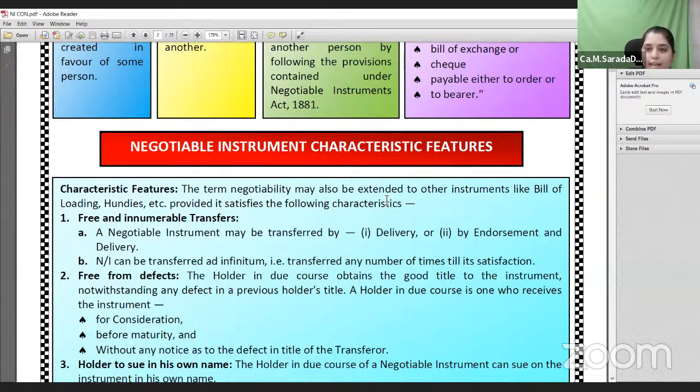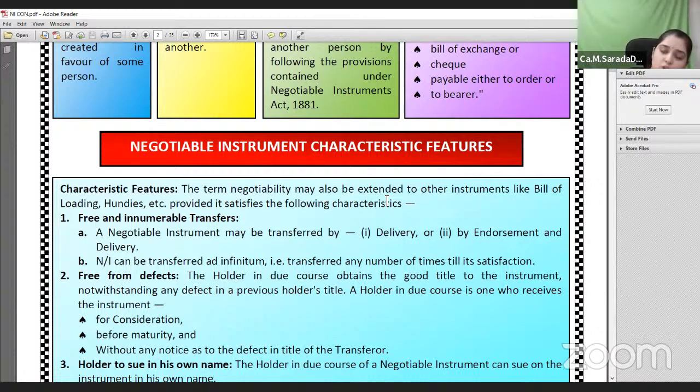Now tell me, in this particular case, the seller is a drawer who is preparing the bill. The drawee is nothing but a buyer who will sign the bill. Whose signature is important in case of a bill of exchange? The drawee's signature, that is the buyer, who will sign that particular instrument and give it to the seller. Now, who is the holder of the instrument? The drawer is the holder of the instrument. After 3 months, when the buyer comes back, he should show the instrument. Then only he will make the payment.